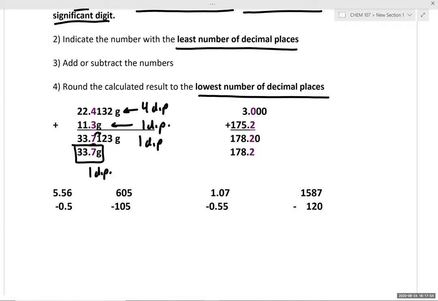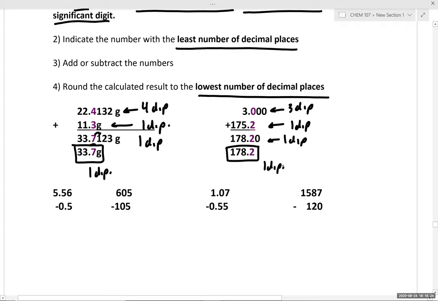Now, to really drive home the point that when adding and subtracting, we do not care about significant figures. We care about decimal places. Looking at this next example, 3.000 has 3 decimal places. 175.2 has 1 decimal place. So then we'd round our final answer to 1 decimal place, and we end up with a number with 1 decimal place and 4 significant figures. In addition and subtraction, you can quote unquote gain or lose significant digits in your final answer, because addition and subtraction only cares about decimal places.